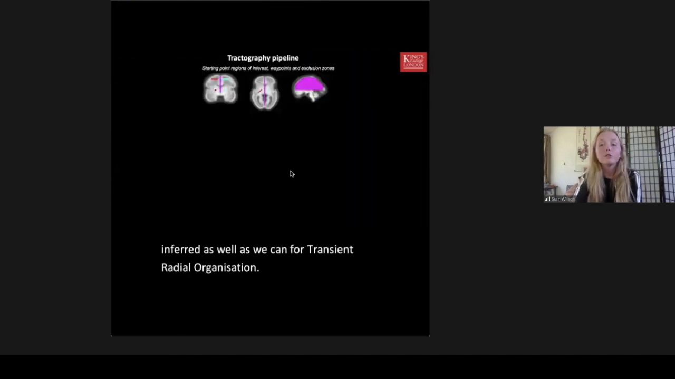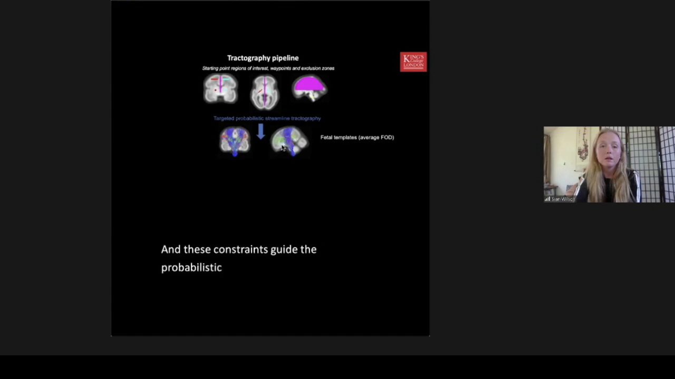So the pipeline we use to estimate tracts is as follows. We map out the starting points, so for example with the corticospinal tract, that was the cerebral peduncle, waypoints, the posterior limb of the internal capsule in the left and right hemispheres, and exclusion zones, the mid-sagittal slice here. And these constraints guide the probabilistic tractography algorithm to estimate the tracts in fiber orientation density function templates that were constructed from averaged fiber orientation density functions of different subjects within a particular gestational age week.